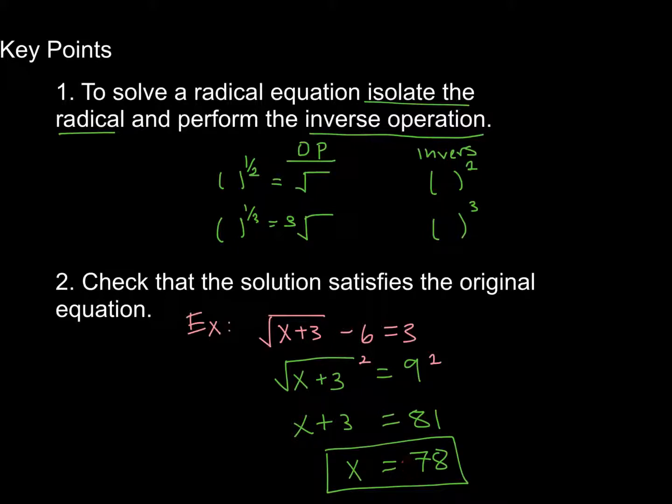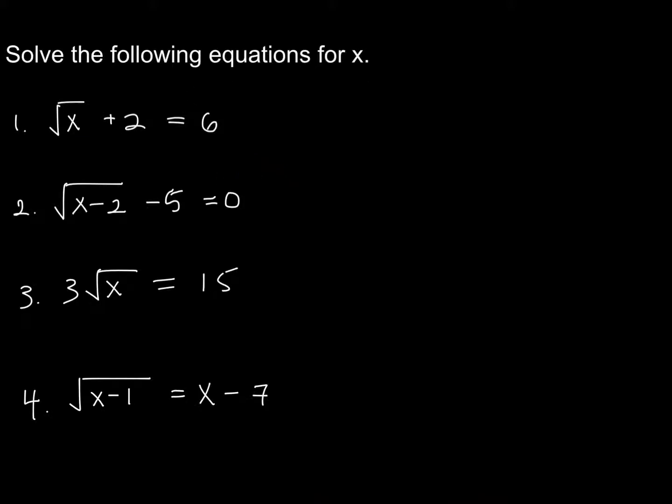Now I can go ahead and plug this back in, substitute it back in for x in my original equation. I will get the square root of 81, which is 9, minus 6, which is 3, and so it checks out. All right, I'm going to give you a couple to try here on your own. Here they are. There are 4. The last one you might think you're going to get stuck after you perform that inverse operation, but keep at it. I guarantee that you have all the skills you need to solve for the variable there.